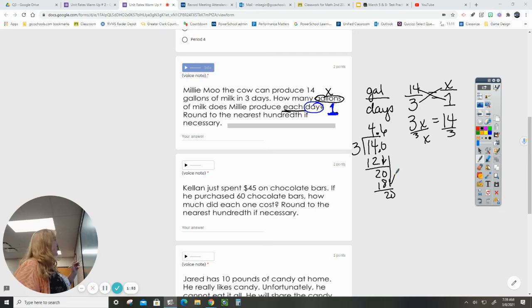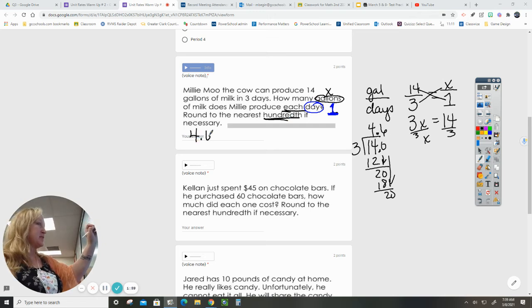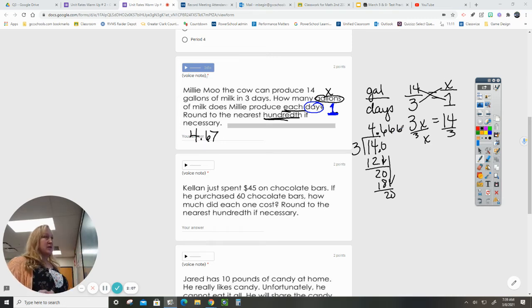So the approximate answer, and it says to the nearest hundredth, so the answer should be 4.67 because we have to round this 6, which is going to keep repeating. So the answer to the first one is 4.67.